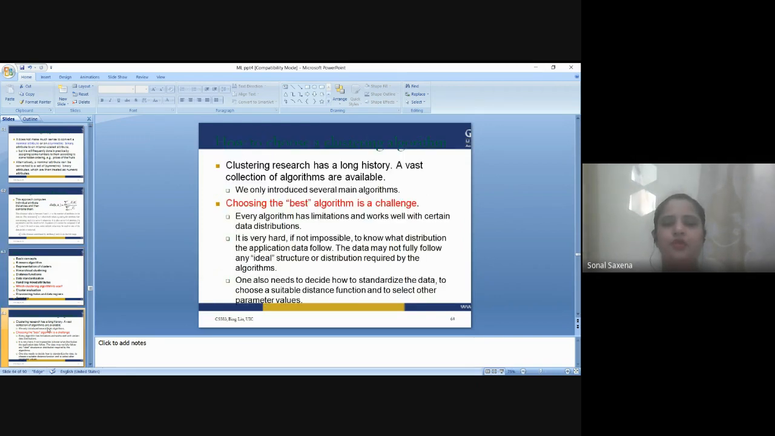So how to choose a clustering algorithm? Clustering research has a long history, and a vast collection of algorithms are available. We only introduce several main algorithms, since choosing the best algorithm is a challenge. Every algorithm has its limitations and works well with a certain data distribution, and it is very hard, if not impossible, to know what distribution the application data follow. The data may not fully follow any ideal structure or distribution required by the algorithm. One also needs to decide how to standardize the data, choose a suitable distance function, and select other parameter values.